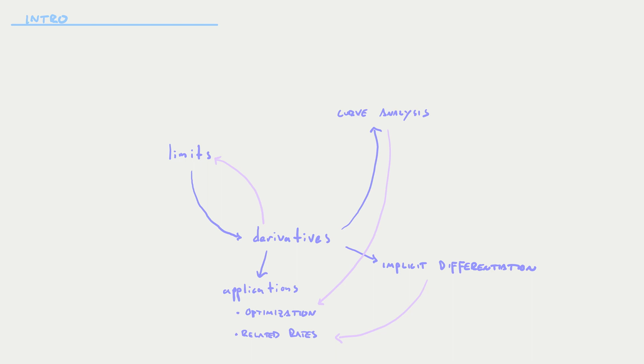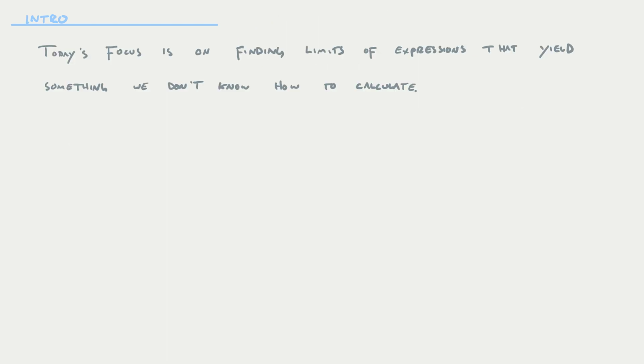So limits helped us define derivatives, but derivatives can help us find limits that we haven't particularly looked at yet because we haven't really known how to take them. And in that sense, we're coming kind of full circle here. And that's what I really like about this calc series, is that we kind of end where we began, which is pretty cool.